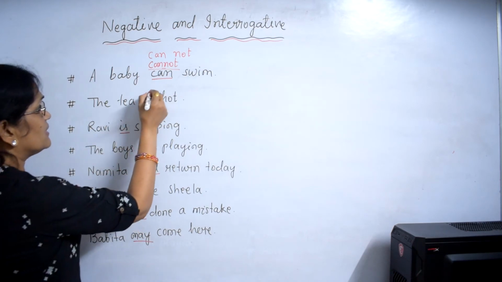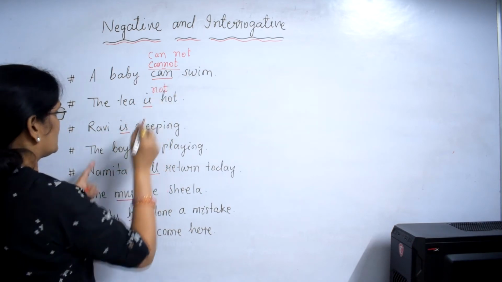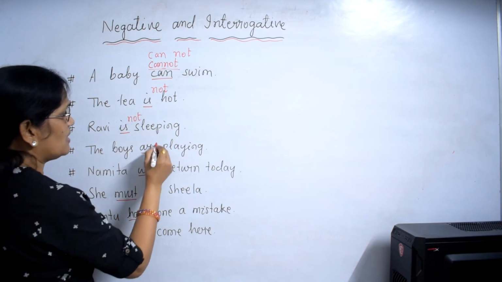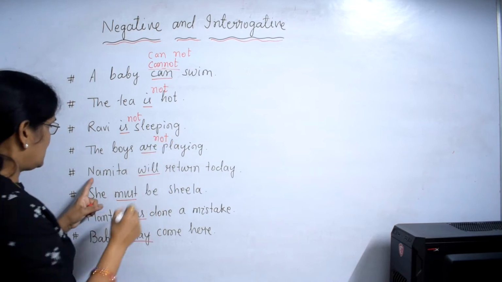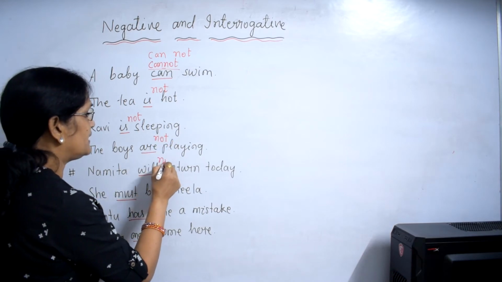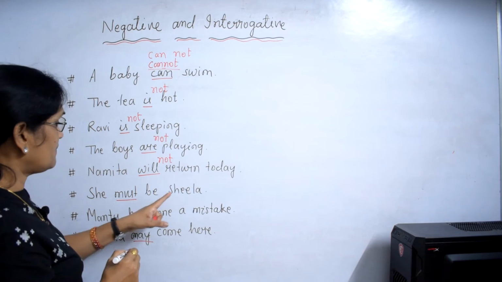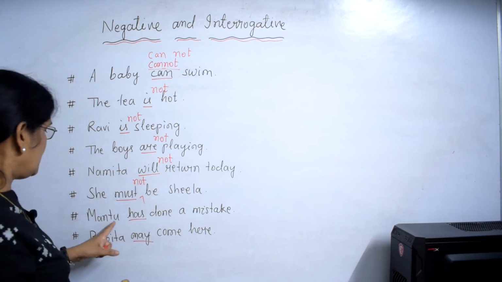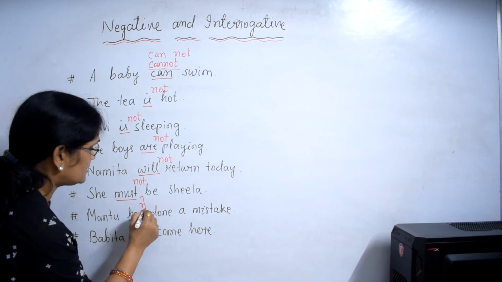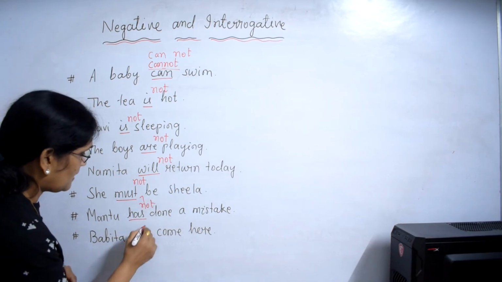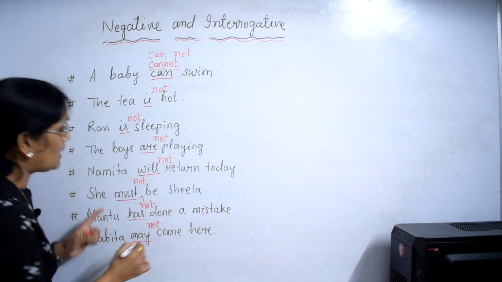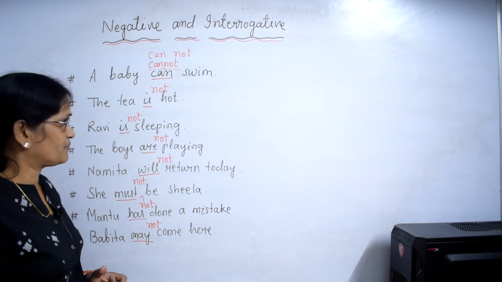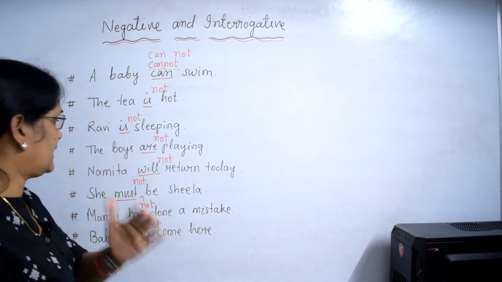The tea is not hot. Ravi is not sleeping. The boys are not playing. Namita will not return. She must be Sheela, she must not be Sheela. Mantu has done, has not done. Babita may not come. After the auxiliary verb, we put not to make the sentence negative.